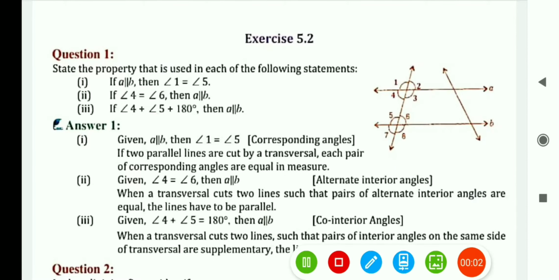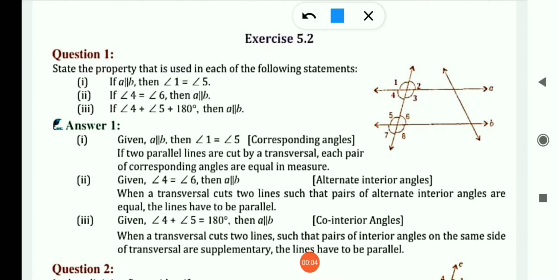Hello student, now I start exercise 5.2. I have already introduced some definitions in the introduction of chapter 5: ray, transversal line, intersecting lines. Okay, so now I start the questions. First is, state the property that is used in each of the following statements.